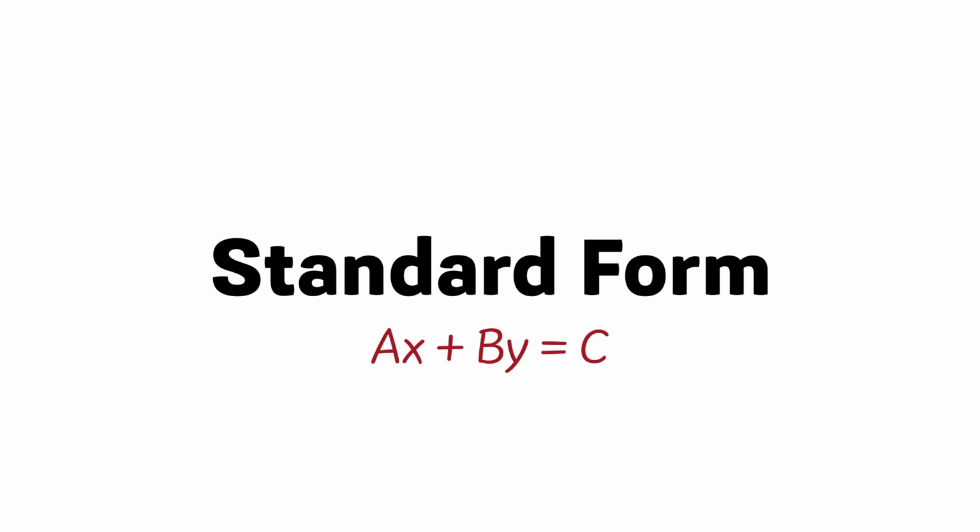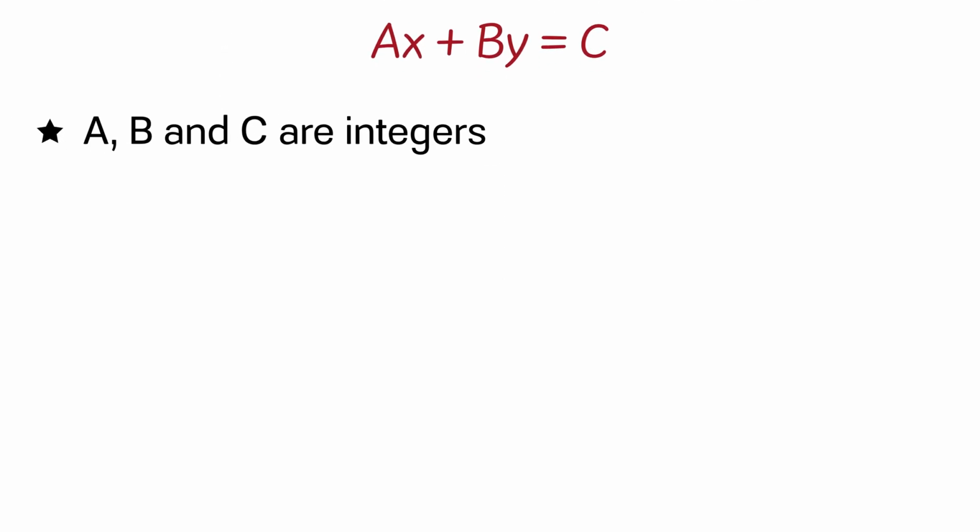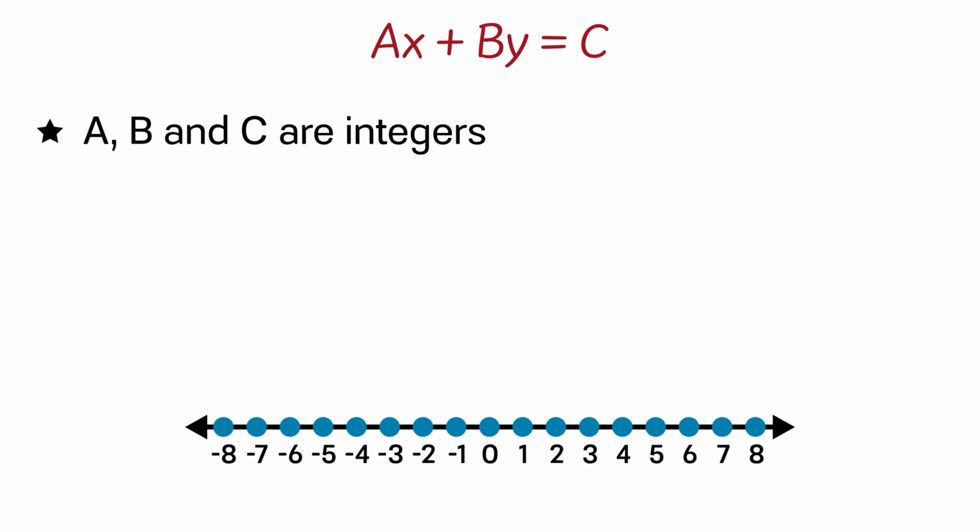Ax plus By equals C is standard form, and there are a couple rules to remember. First, A, B, and C should all be integers, which are whole numbers, not fractions or decimals. And second, A should not be a negative number.